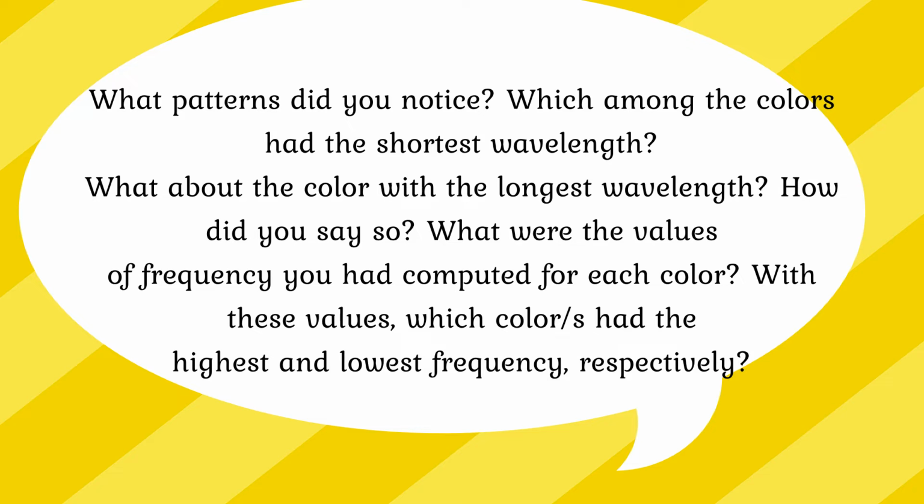The markings are the evidence and recognized as the wavelength. What were the values of frequency you had computed for each color? The values of the frequency respectively are 0.6, 0.86, and 1.2. With these values, which colors had the highest and lowest frequency, respectively? With the computed values, the color violet has the highest frequency, while the color red has the lowest frequency.